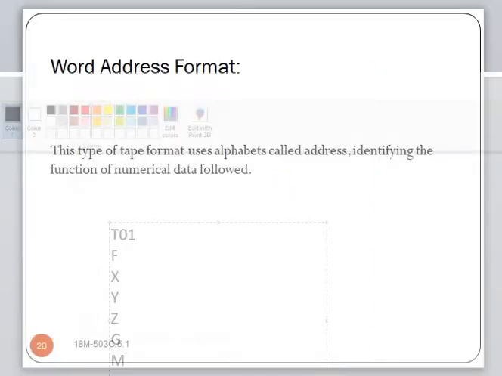Now let me show you one more address format. So this is the address format. So like this. So this is about the word address format.